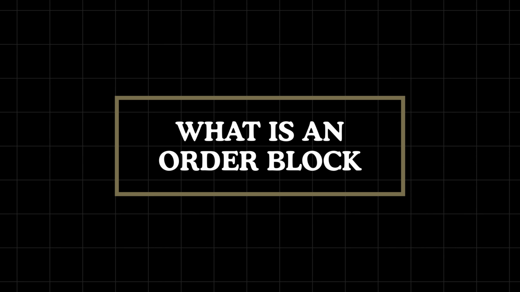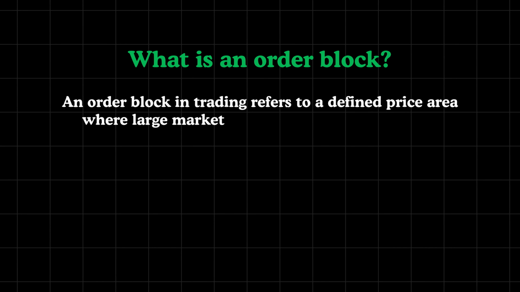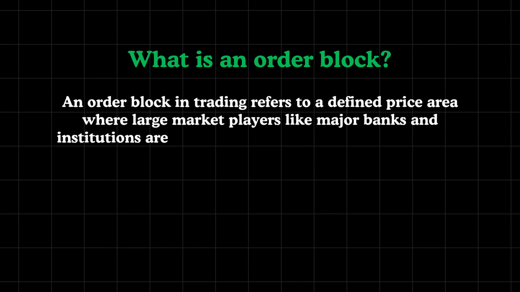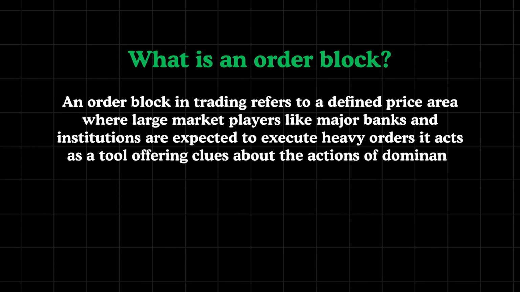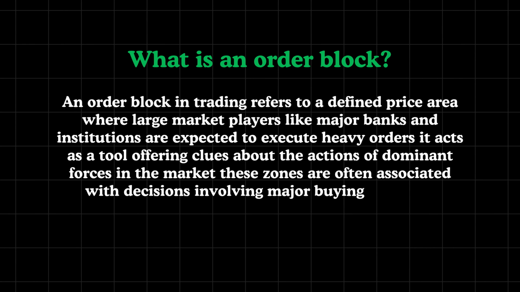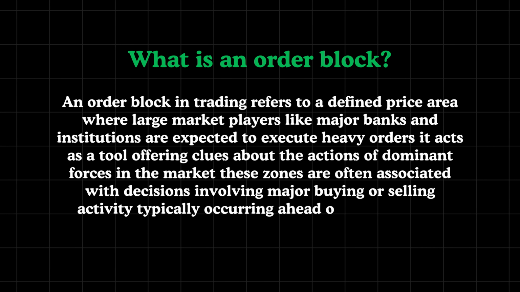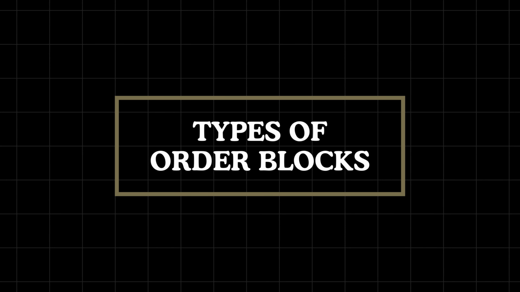Now let's get into the first concept. What exactly is an order block? An order block in trading refers to a defined price area where large market players like major banks and institutions are expected to execute heavy orders. It acts as a tool offering clues about the actions of dominant forces in the market. These zones are often associated with decisions involving major buying or selling activity, typically occurring ahead of a strong price move.